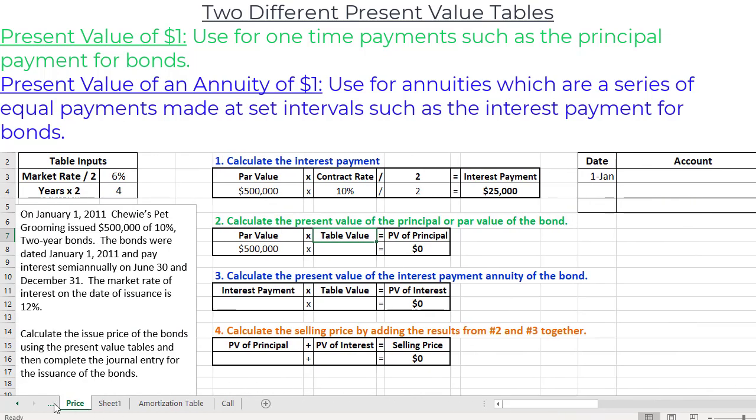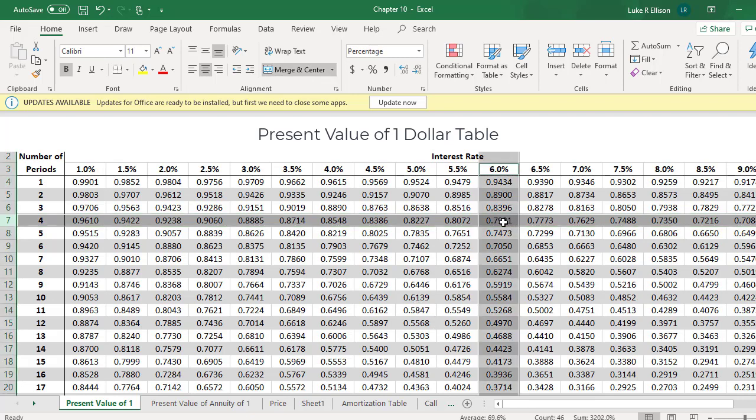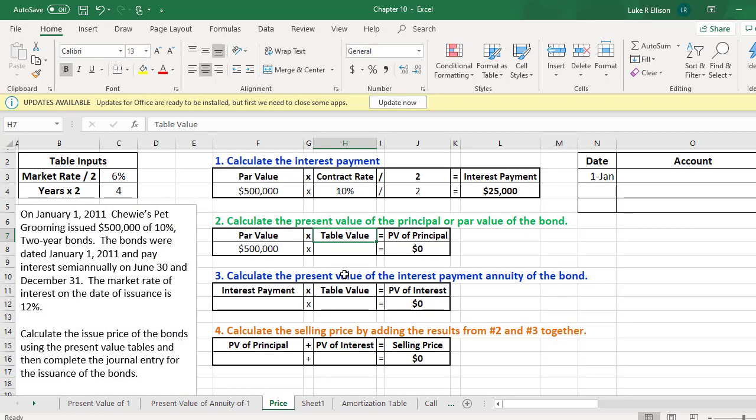So we can go over to that table, present value of $1. And we'll remember that the number of periods was the 4 we found. So we can highlight that row. And then the interest rate, we calculated that to be 6%. So we can see the intersection right here is 0.7921. So if we go back to our price tab, we can put in the table value of 0.7921. If we take the par value and multiply it by the table value, we get a present value of the principal of $396,050.